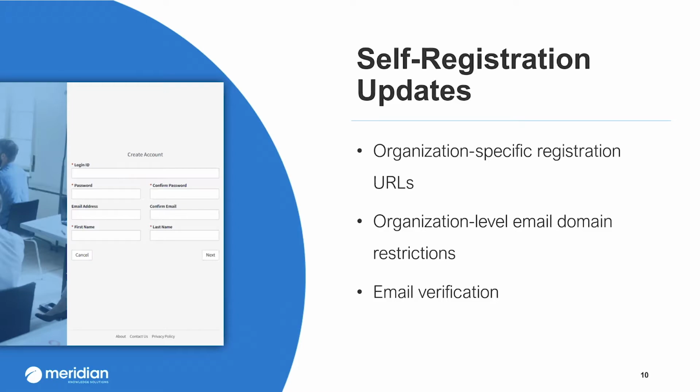Kind of separately, but related, we can now restrict when somebody's trying to register into an organization. You can say that, hey, you can only register into this organization if you have a certain email domain. And then finally, we can verify that email is actually real by requiring essentially an activation after sign up. So three things that can work kind of together.